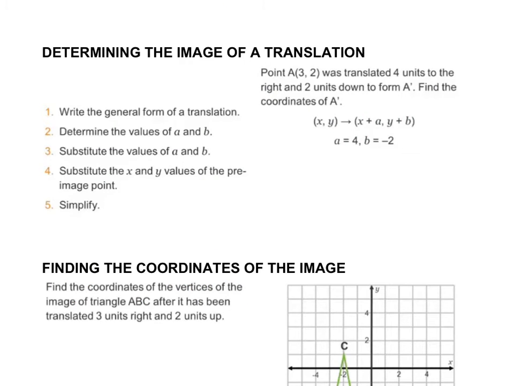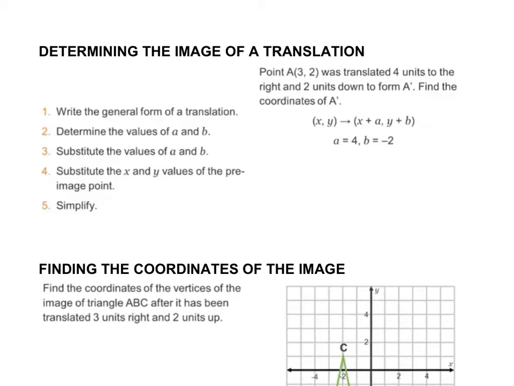So to put this formula mapping into perspective, what I want to do is determine the image of a translation. We've got point A, the point 3, 2, was translated 4 units to the right and 2 units down to form the point A prime. Find the coordinates of A prime.